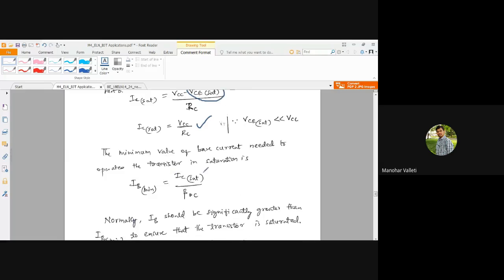And if you try to relate IC and IB, IB minimum equals IC sat by beta DC. That is the minimum IB current that will flow.